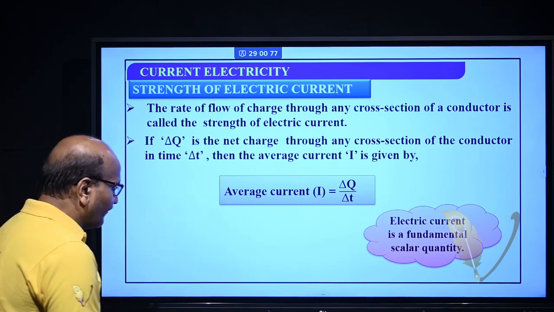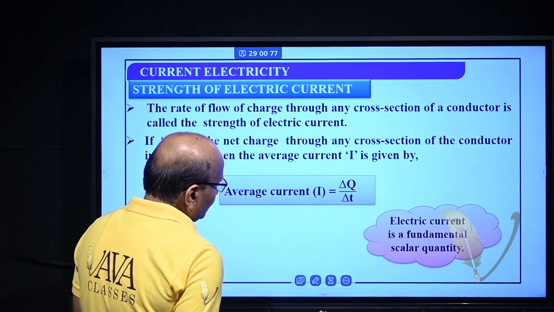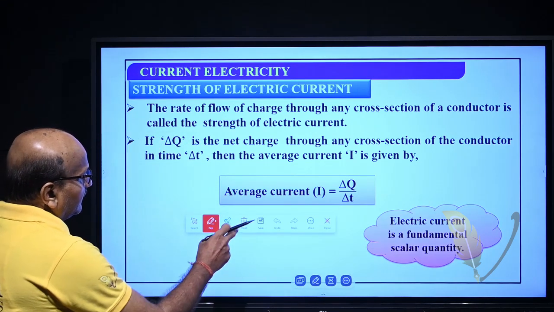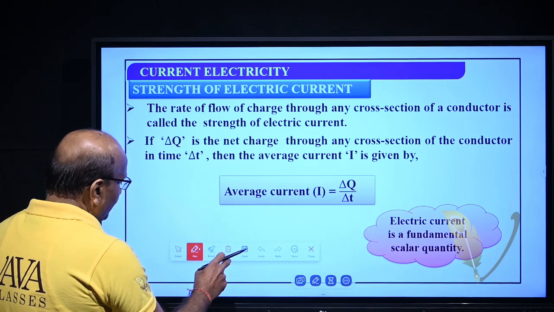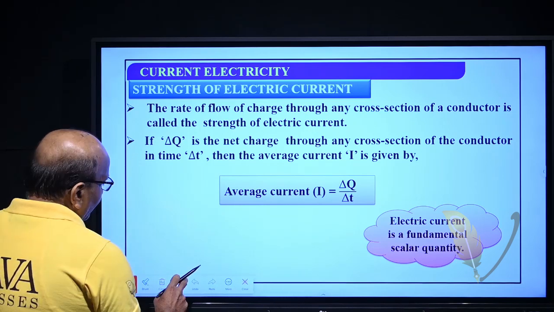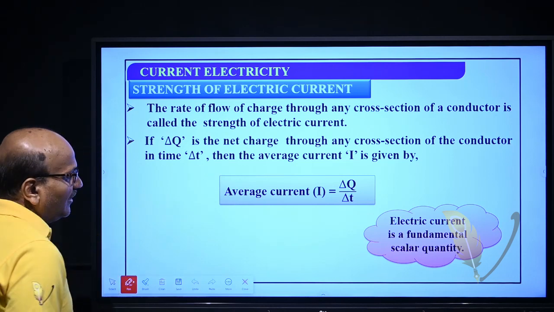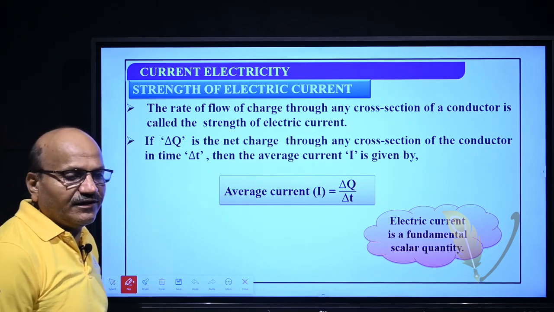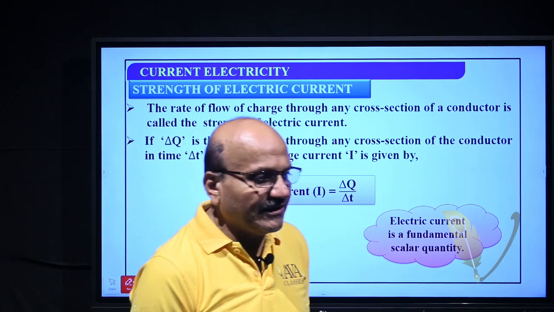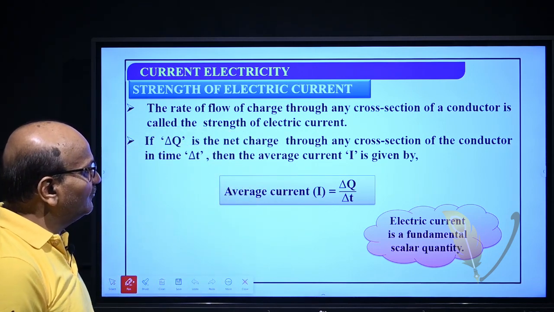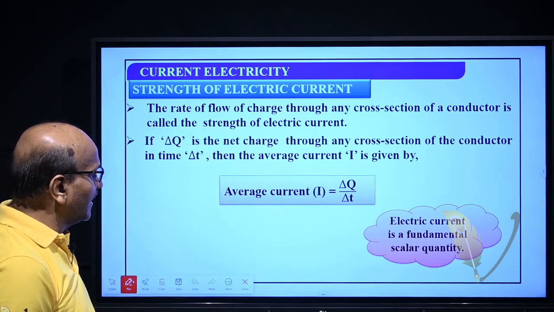Why? Because electric current has both magnitude and direction, but it is a scalar quantity because it does not satisfy the law of vector addition. Therefore our electric current does not satisfy the vector addition rule, so it is a scalar quantity even though it has magnitude and direction.